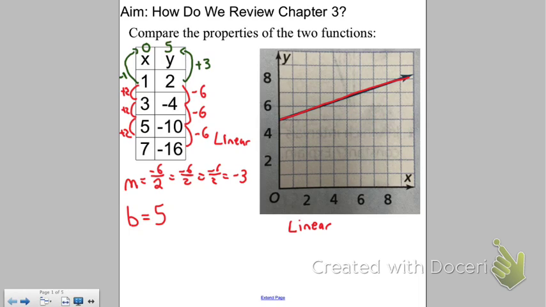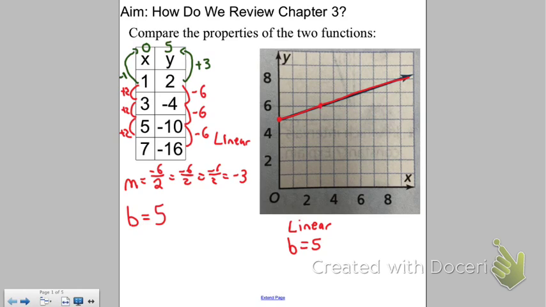Now I'm going to determine my slope and y-intercept for my graph. My y-intercept is easy to see. That's where my graph touches the y-axis. So my graph touches my y-axis at 5. So my y-intercept is 5.